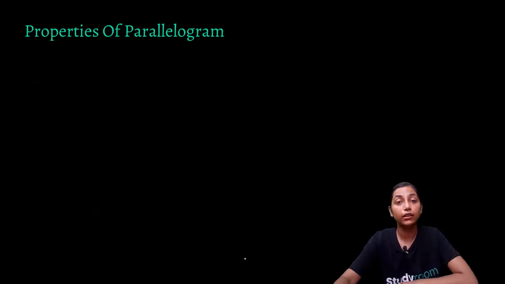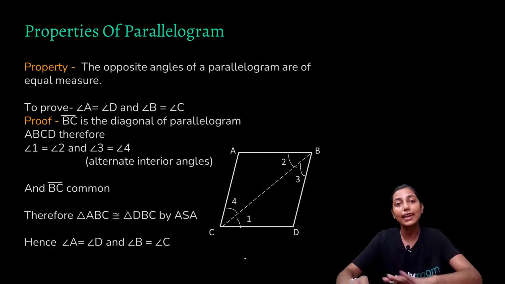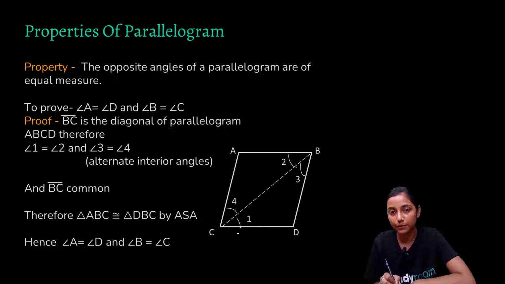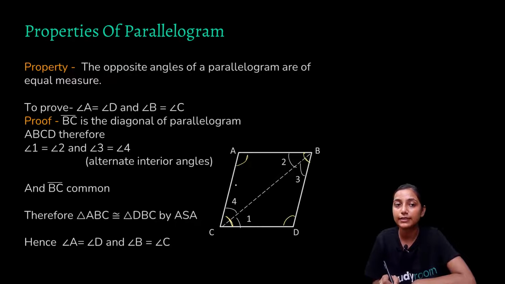Next, we have another property of parallelogram. The second property states that the opposite angles of a parallelogram are of equal measure. So previously it was the opposite sides that were equal. Now we are talking about the opposite angles of a parallelogram. We need to prove that in this parallelogram ABCD, angle A is going to be equal to angle D while angle C is going to be equal to angle B. This is what we have to prove because this is what the property says.